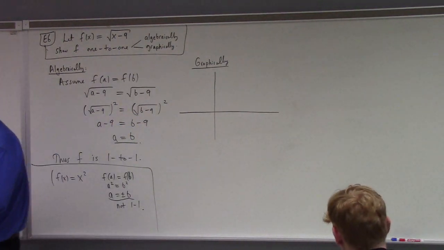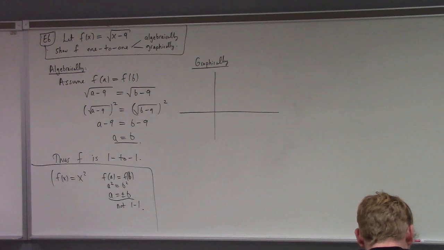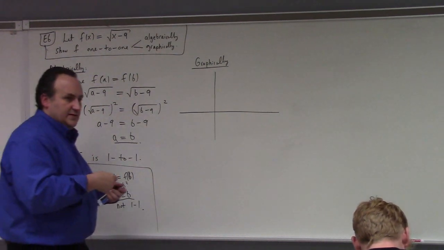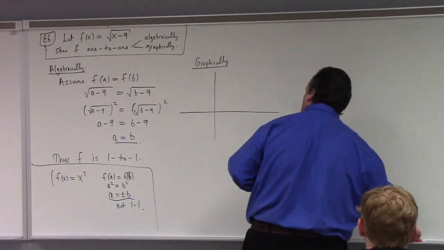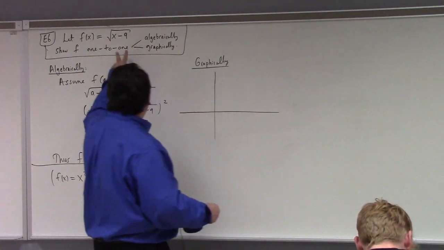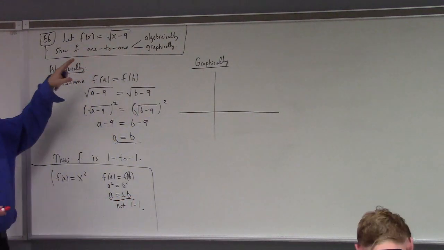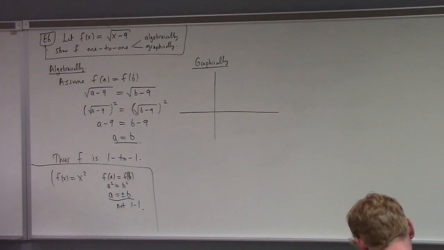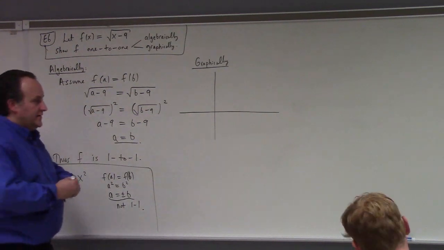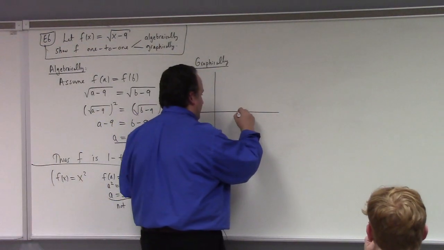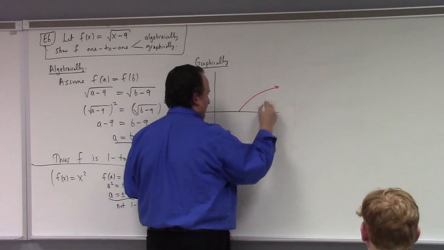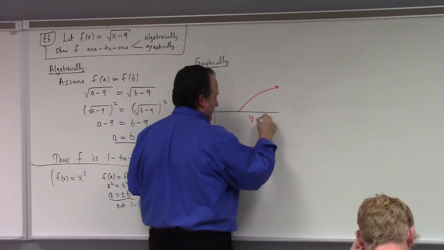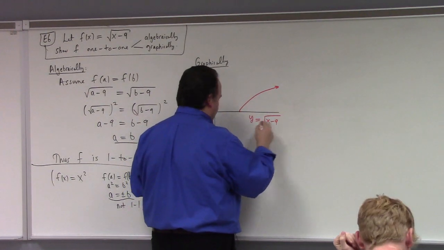So what does the graph look like here? What is it? It's the square root function. This is just the square root function shifted 9 units to the right. So it's half of a parabola that opens upward, yeah? It's just something like this. There you go. y equals the square root of x minus 9. That's the graph.